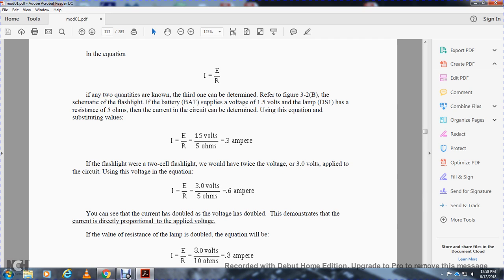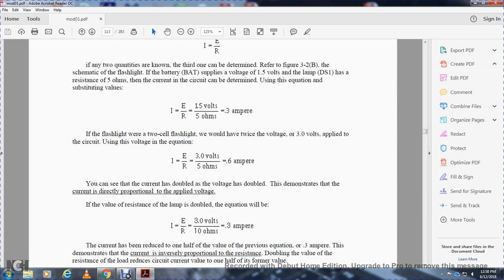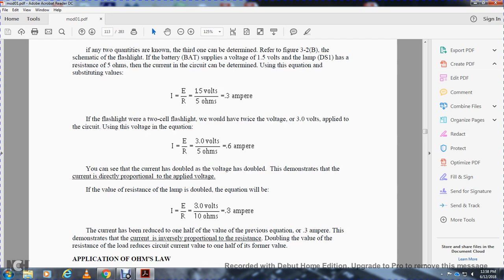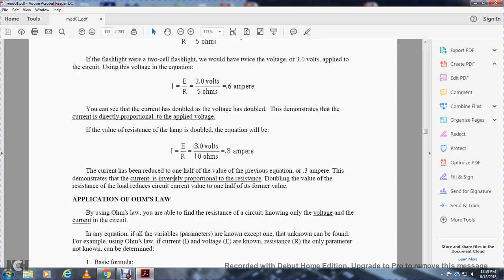If the resistance of the lamp is doubled, the equation becomes amperage equals 3.0 volts over 10 ohms, which is 0.3 amperes. The current has been reduced to half the value of the previous equation, 0.6 amperes. This demonstrates that the current is inversely proportional to the resistance: doubling the value of the resistance load reduces the circuit current to one half of the former value.